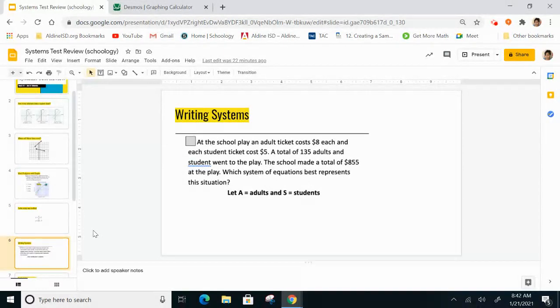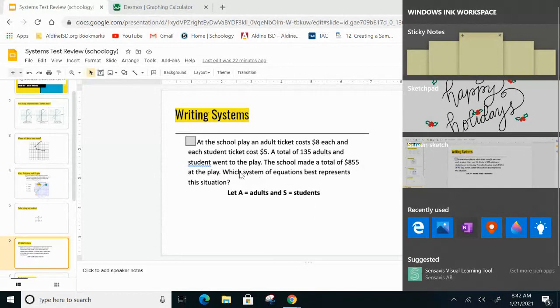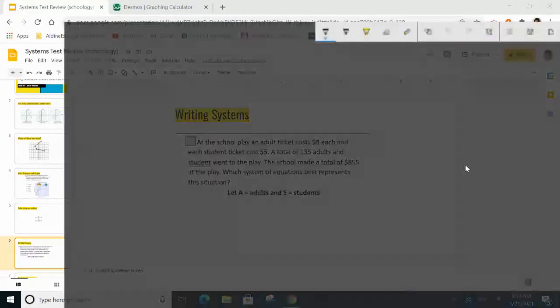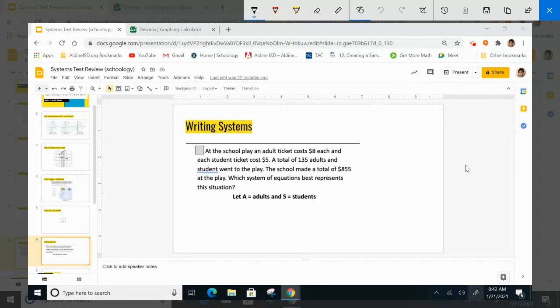All right, one of the other things we talked about last week was writing the system. So we'll read this and then write the two equations. We don't want to solve, it just says which system, so these are only going to be writing here. It says after school play, an adult ticket costs $8 each, and each student ticket costs $5. A total of 135 students and adults went to the play. The school made a total of $855 at the play. Which system represents this situation?